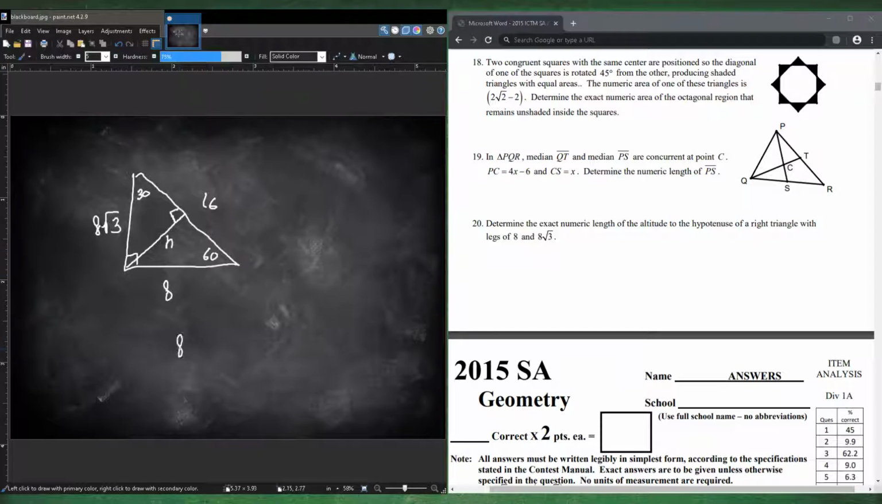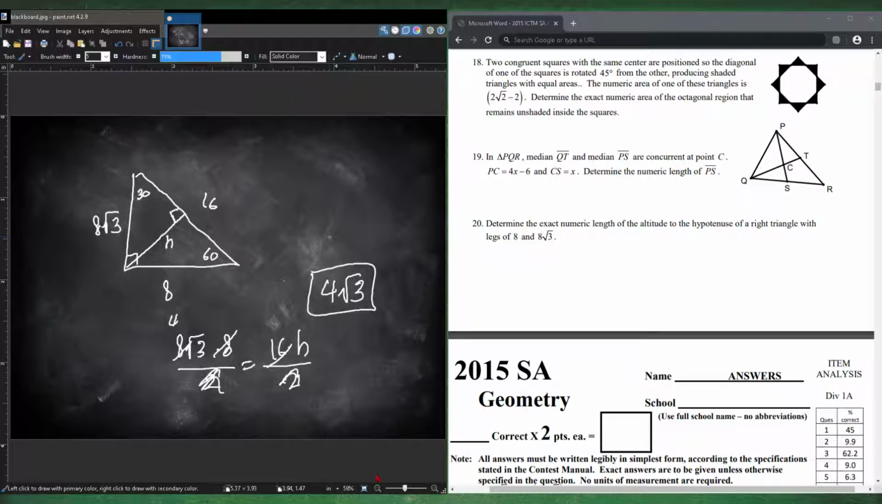just use what we've been doing so far. 8 square root 3 times 8 divided by 2 equals 16 times h divided by 2. Cancel out the 2's because we don't need them. So now we find out that 16, so that cancels out the 8, and then cancel out this 8 to make a 4. So our height is 4 square root 3. And that's your answer for 20.